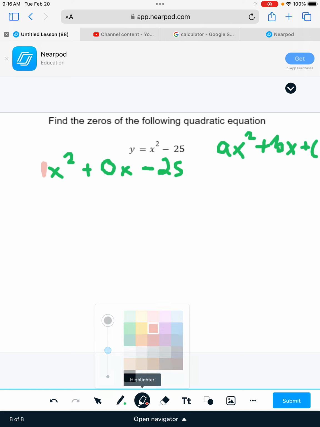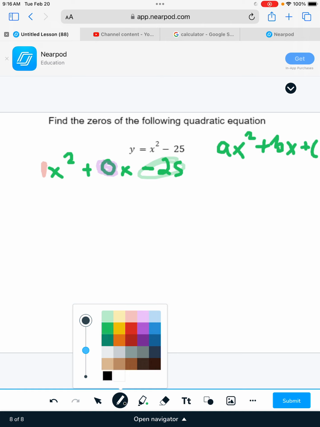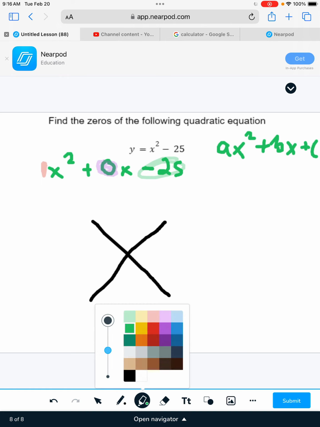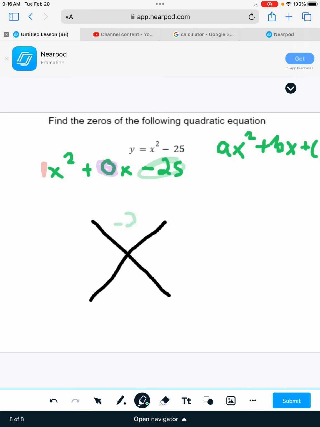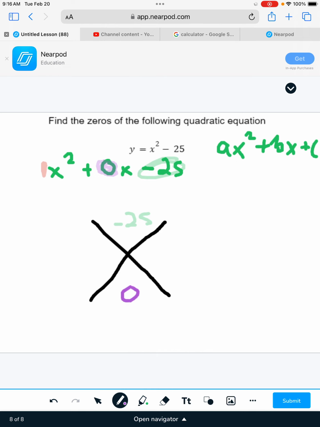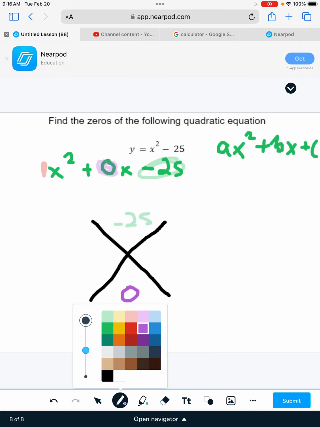Looking at these numbers right here, I've still got the A, the B, and the C with this. All right. I'm still going to start with my X. And when I look at this, I have x squared plus 0x minus 25. It's x squared times negative 25. So I have a negative 25 here. I've also got a 0 on the bottom.